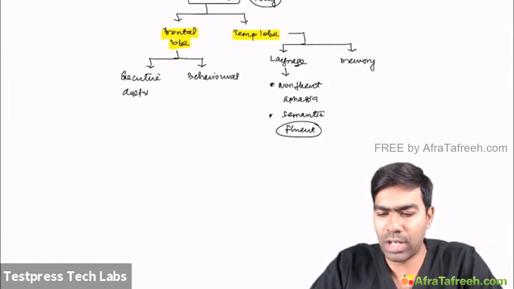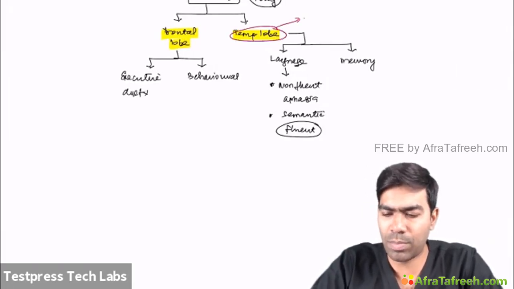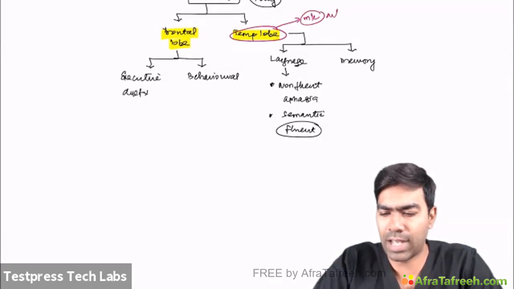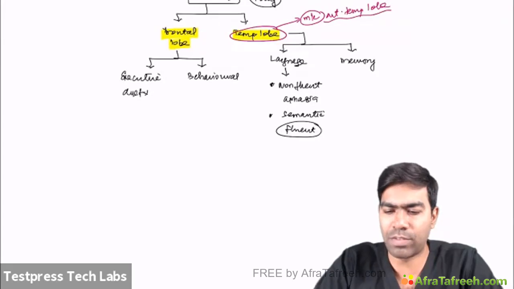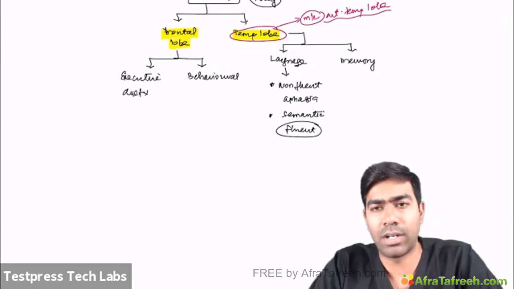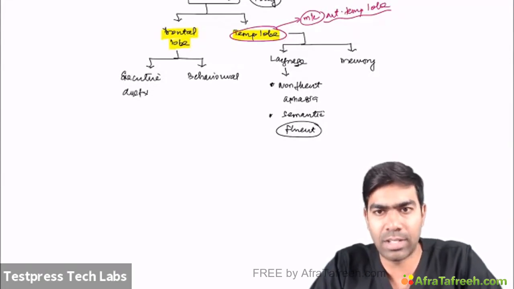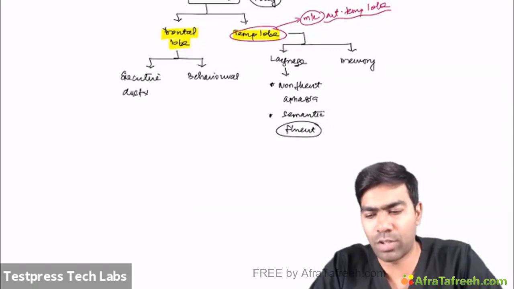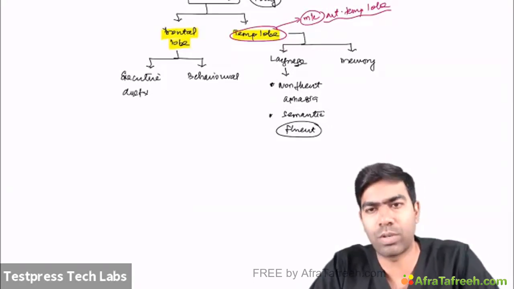Remember, more importantly, even if the temporal lobe is affected, the most commonly affected area is the anterior temporal lobe, not the medial temporal lobe. There will be relative sparing of the medial temporal lobe, because medial temporal lobe involvement is very classical of Alzheimer's disease, the first site to be involved. But in frontotemporal neurocognitive disorder, the anterior temporal lobe is the one very commonly involved compared to the medial part.